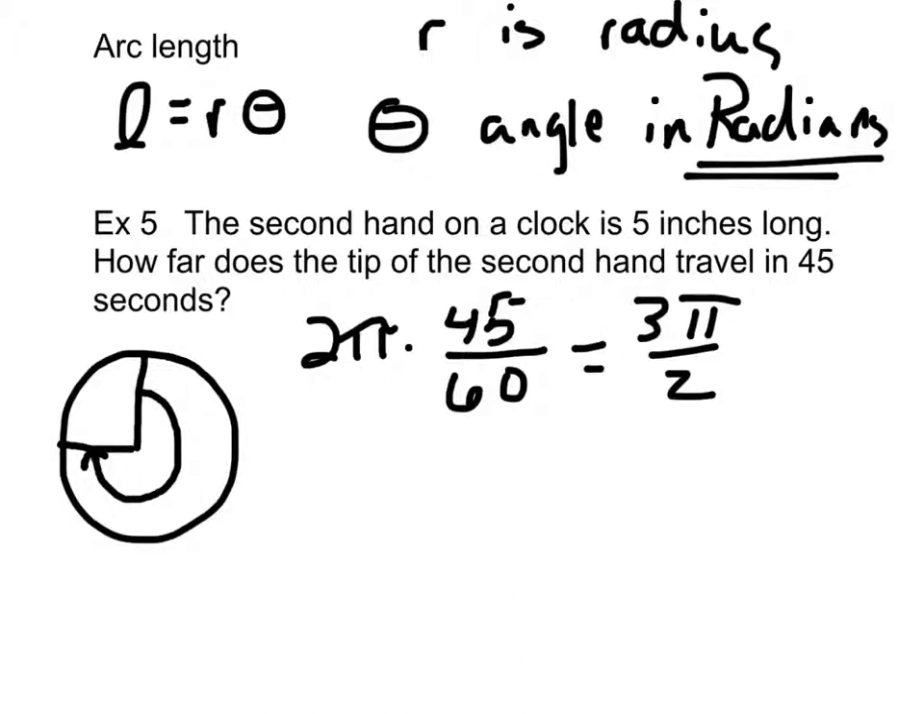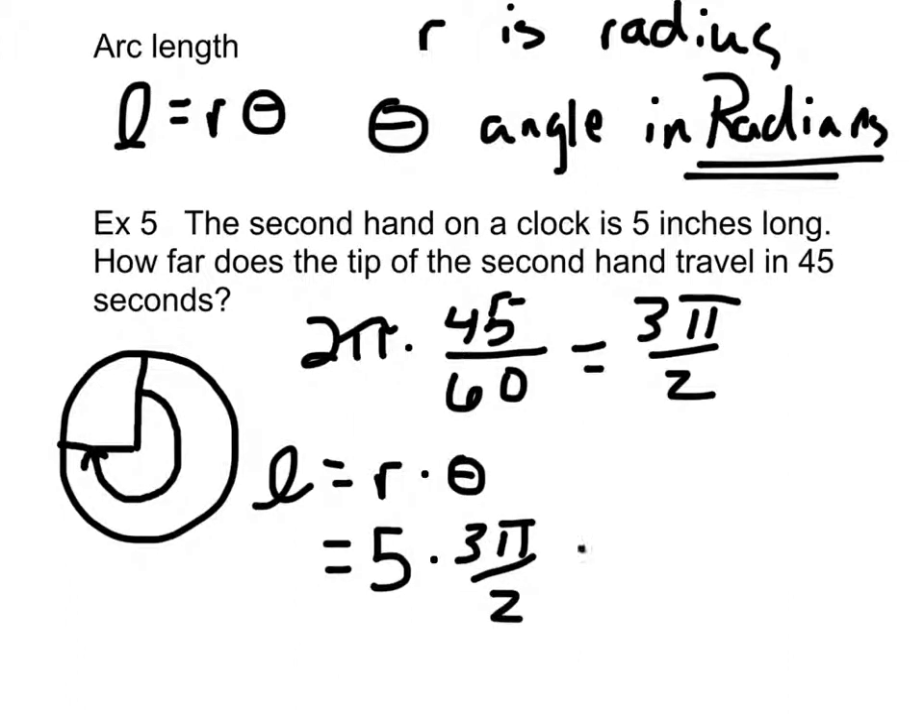Arc length, remember, is radius times angle. Our radius is 5 inches. Our angle is 3 pi over 2. And we end up with 15 pi over 2. And that's a good answer. We like to leave it exact. That would be in inches.